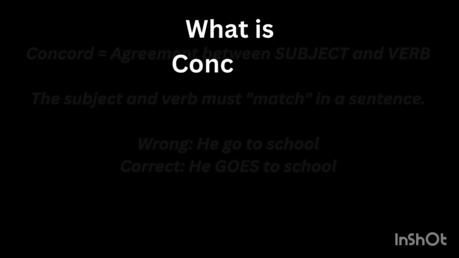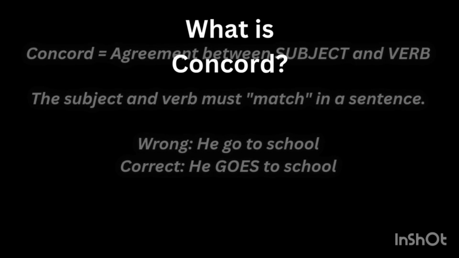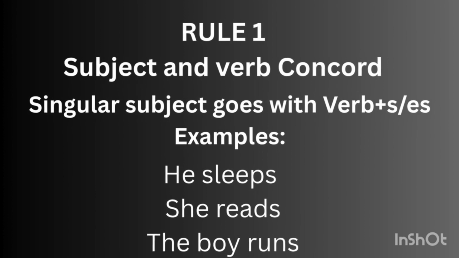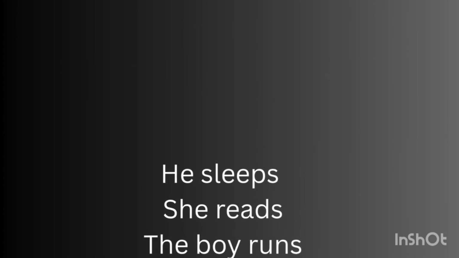Original number 1. What is concord? The agreement between subject and verb. The verb and subject must match in a sentence. Rule 1. Subject and verb concord. A singular subject goes with a verb plus s or es, as you can see below.